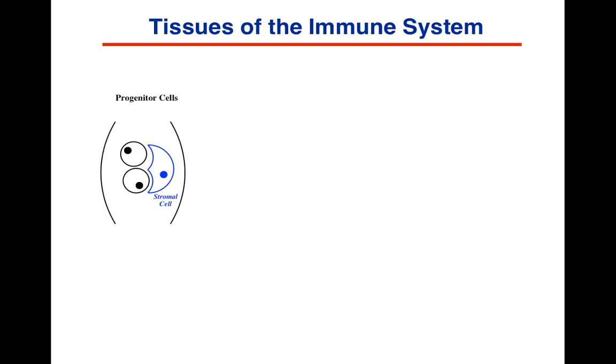If we look at the bone marrow, let's talk about B cells first. Progenitor cells interact with stromal cells, these nurse cells I mentioned before. These stromal cells basically provide the microenvironment, releasing cytokines and providing nutrients and factors that allow those progenitor cells to be maintained so that they don't die and are able to move on to the next step.